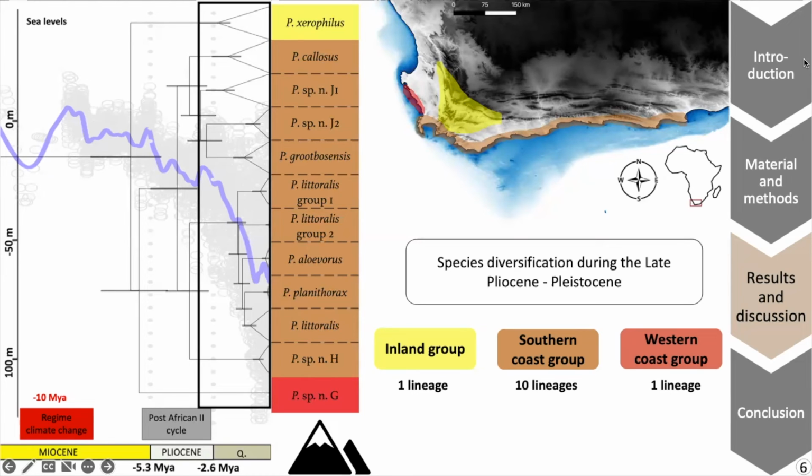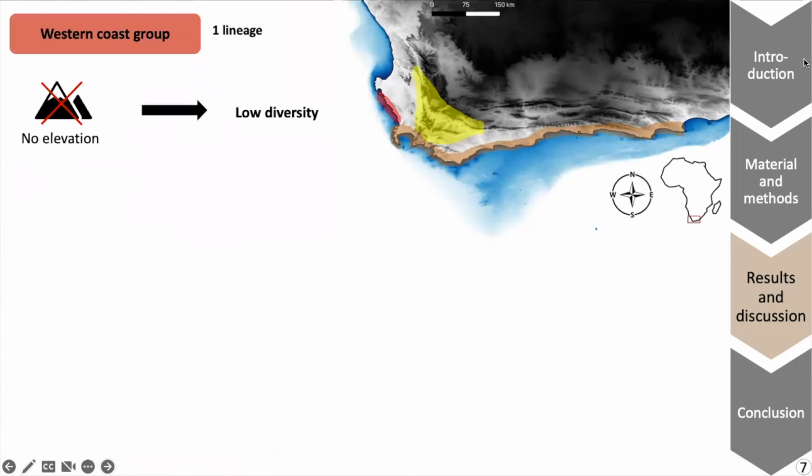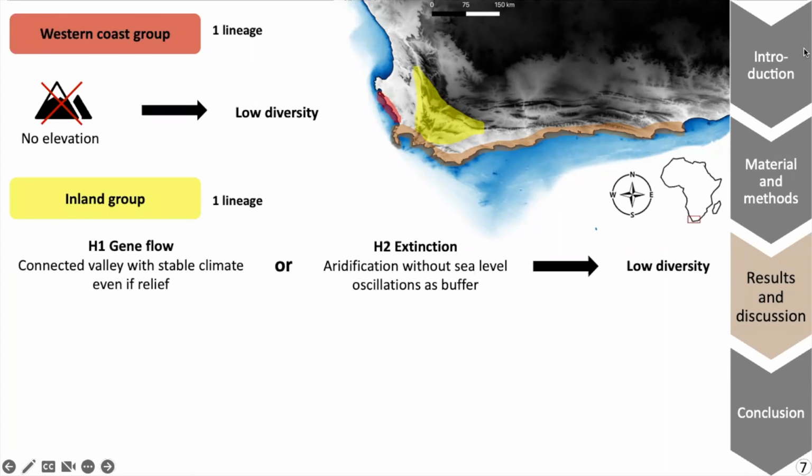We hypothesize that this diversity pattern is best explained by the role played by the interplay between geographical barriers and sea level oscillations. In the western coast group, which consists of 1 lineage, we assume that the lack of elevation allows gene flow between populations, explaining the low diversity. In the inland group, which also consists of 1 lineage, there are many mountains, but Phlyctinus are found in connected valleys. We made 2 hypotheses to explain the low diversity.